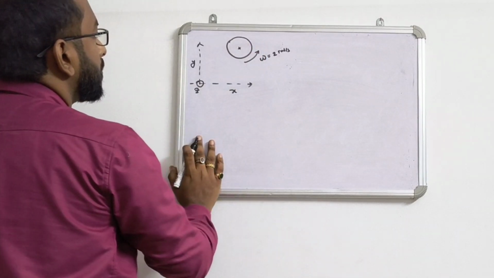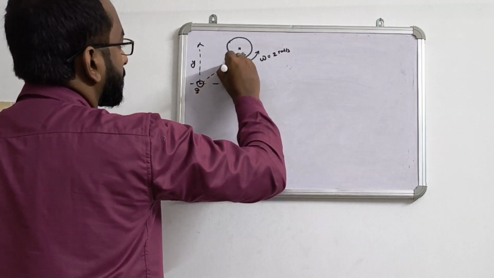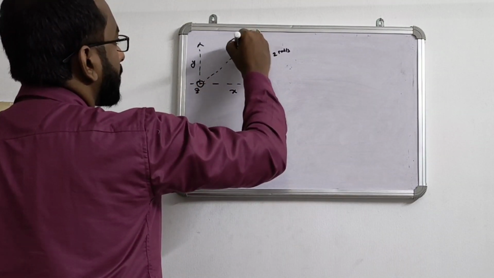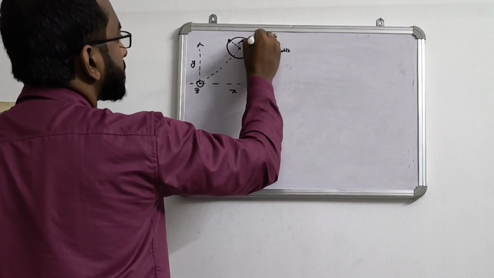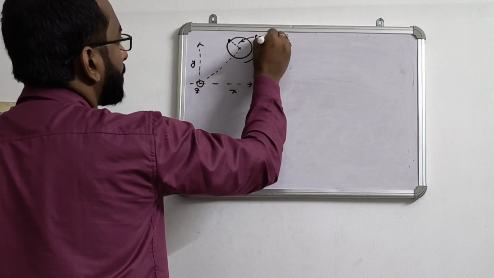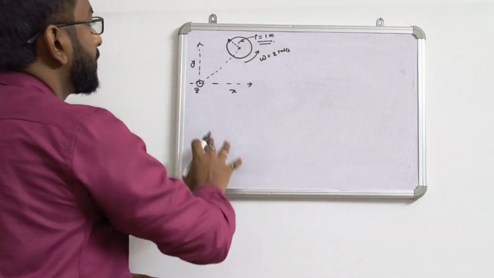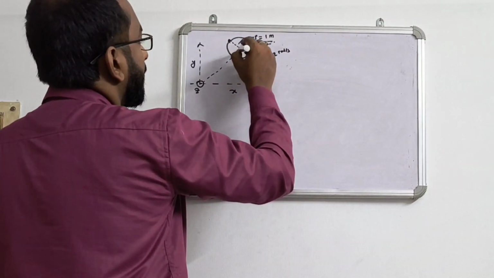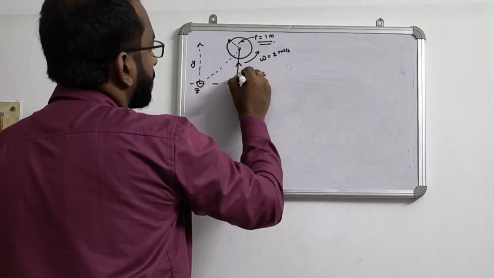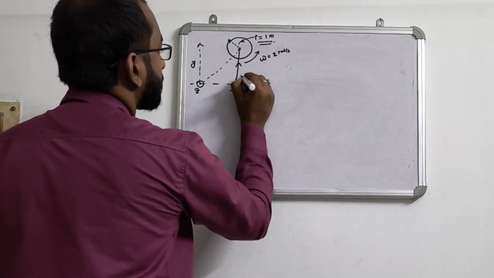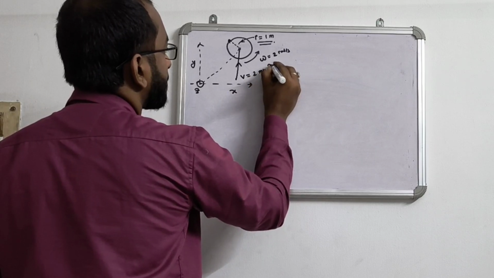I have to find out the velocity of this point. Suppose this point, I have to find out the velocity of this point. The radius of this disc, R, is given as 1 meter. It is rotating like this, and while rotating it is also moving vertically upward, in the direction of the y-axis, with velocity of 2 meter per second. We will write 2 j cap.